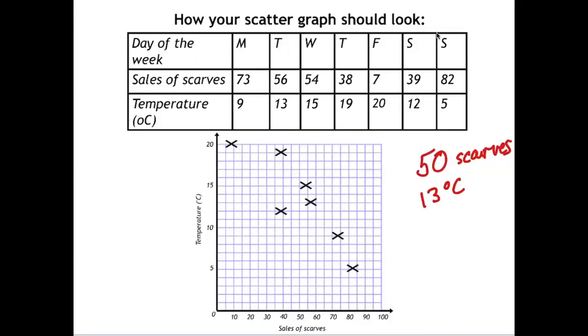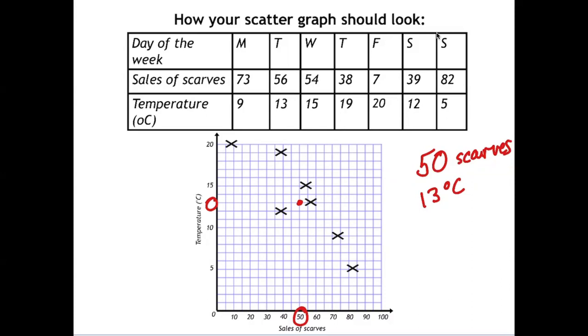So those two points are really important, because what we do is we look along our axes. We find 50 scarves and we find 13 degrees centigrade, and we line the two up to this point here. Now that point is our mean point, our average point. And that means that when we're drawing our line of best fit, we have to go through that point.